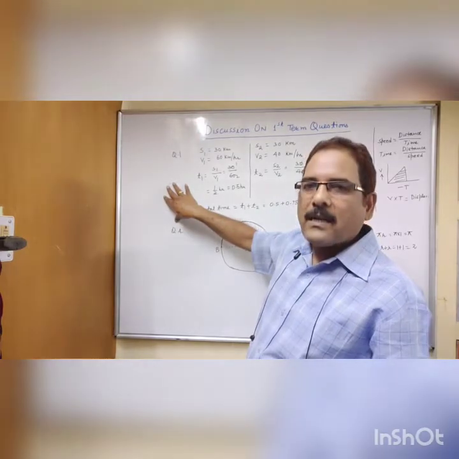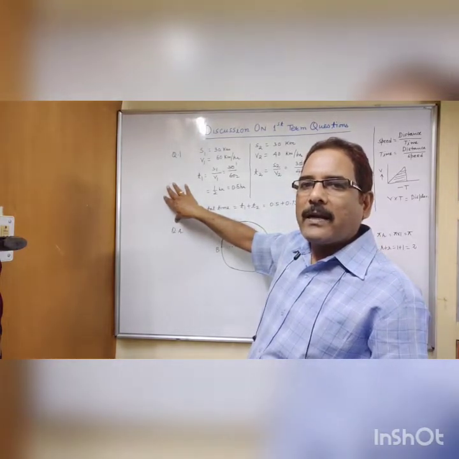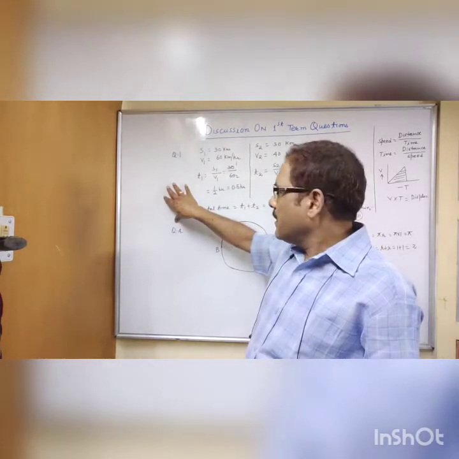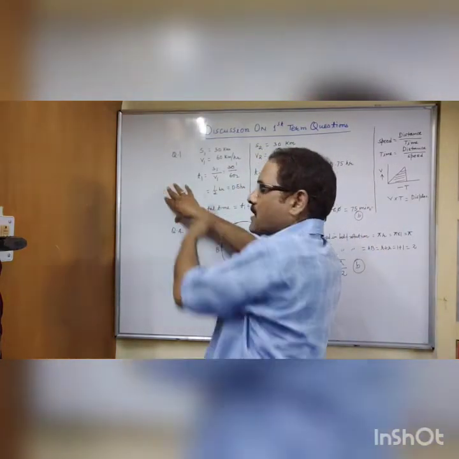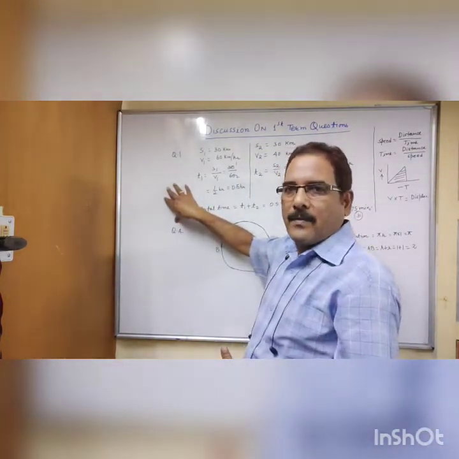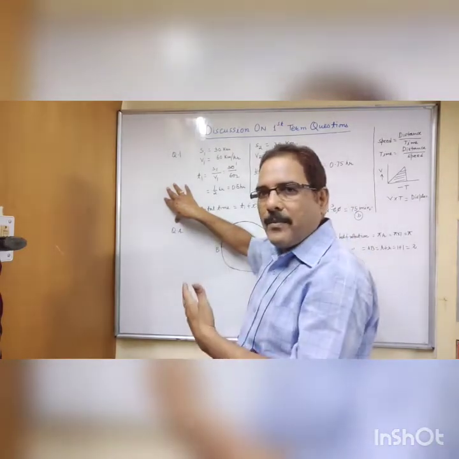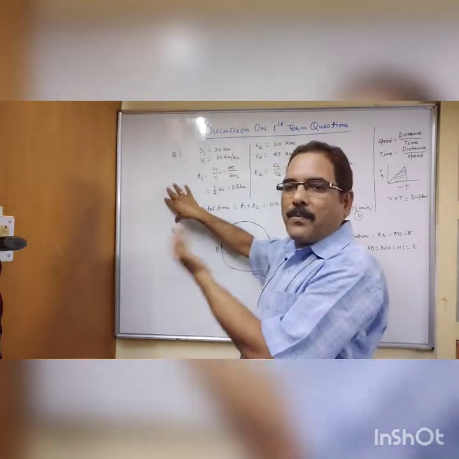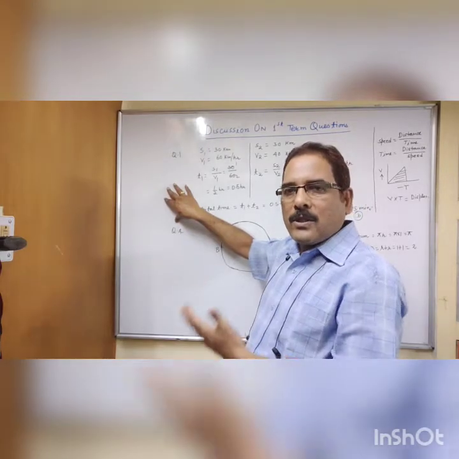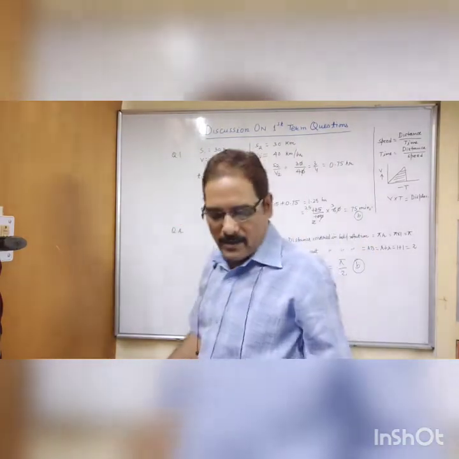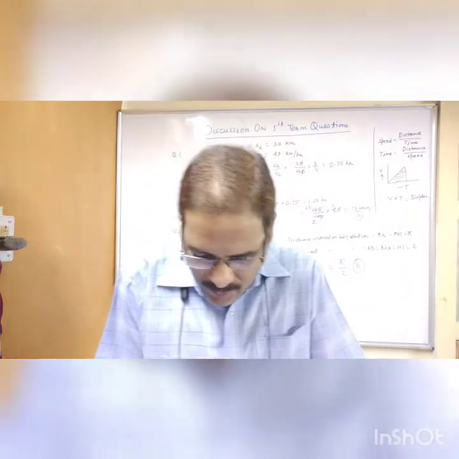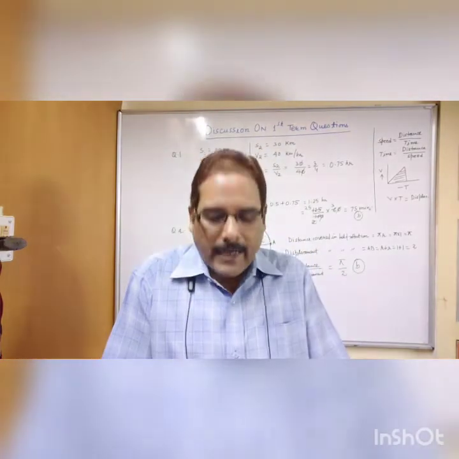So the action and reaction forces are acting on different bodies. Here the action force is acting on the board and the reaction force is acting on my hand. The action force is applied by me and the reaction force is applied by the board. So these two forces are acting on different bodies. So B option is correct.